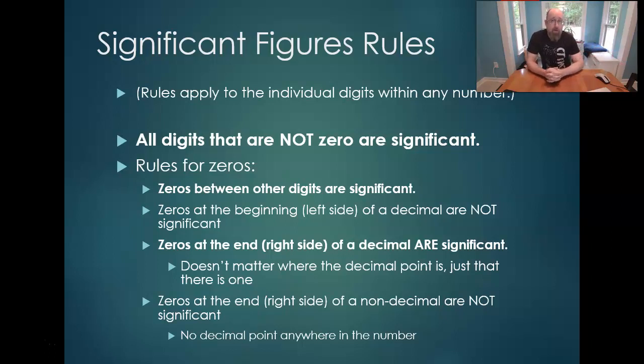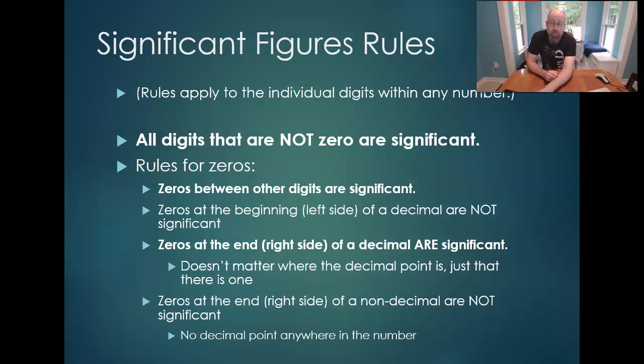The only thing that matters is that there is a decimal point and then the zeros are on the end of the number, or the right side of the number. Those do count towards the total. So if I put 1.70, right, there's a zero at the end of the number, and there is a decimal point. So that zero is counted. That would be 3 significant digits in the number.